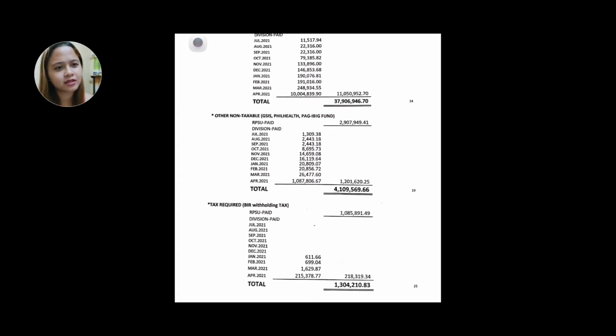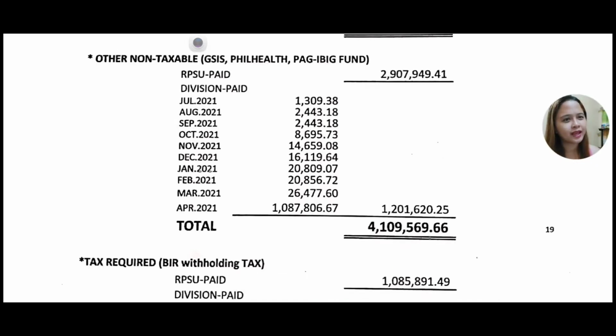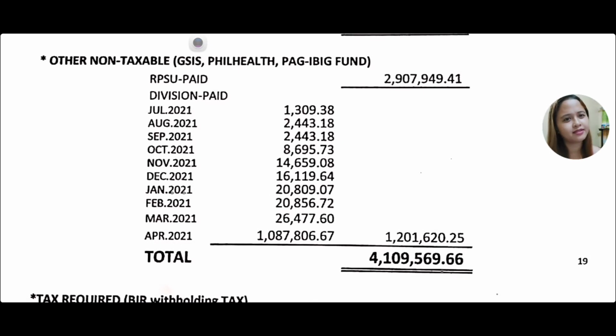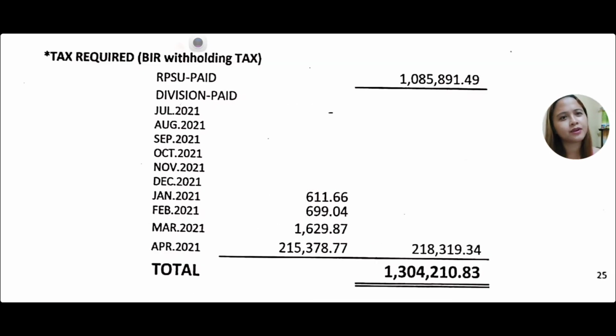This is the tax. Ito, 1,304,210 pesos and 83 centavos. Ito ang mga non-taxable ng GSIS, PhilHealth, Pag-ibig Fund. Ito ang withholding tax na million yung holding tax namin. So, let's start.